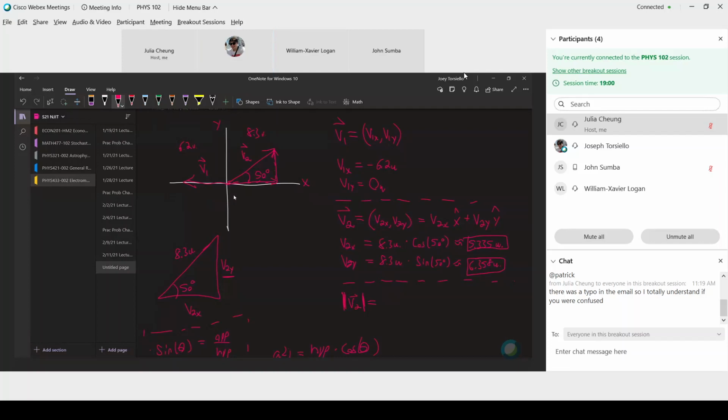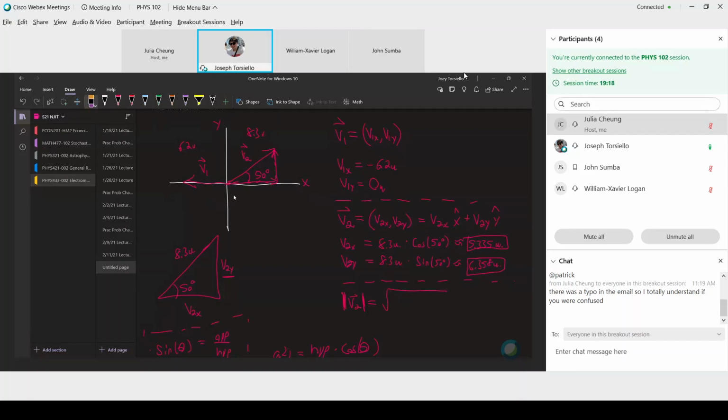I forgot the name of it off the top of my head, but I know that a squared plus b squared equals c squared. I forgot its name. Yes, exactly. It's the Pythagorean theorem. That's what you would use. All right, thank you. No problem. So that's what you would use.